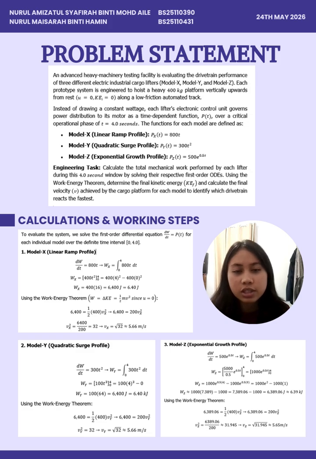Lastly, Model Z grows exponentially with 500 e to the power 0.5t. Integrating this gives 1000 e to the power 0.5t, which evaluates to 1000 e squared minus 1000, giving roughly 6,389 joules or 6.39 kilojoules. Solving for speed gives 5.65 meters per second.